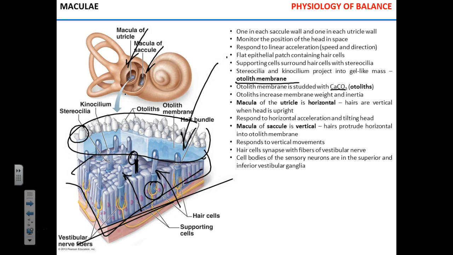Now, the maculae of those two chambers have different orientation in space. Macula of the utricle is practically horizontal, so it senses the acceleration in the horizontal plane. Macula of the saccule is vertical. This sensory organ is responsible for this movement, up and down. Does that make sense? Vertical acceleration. Got it?